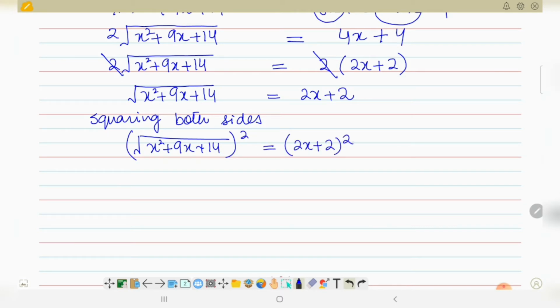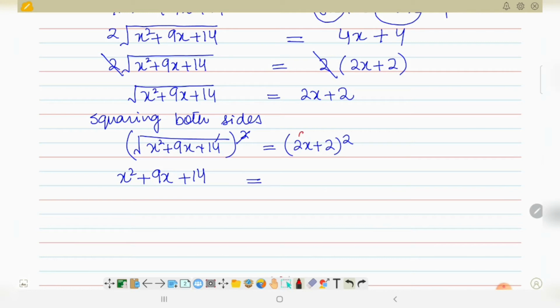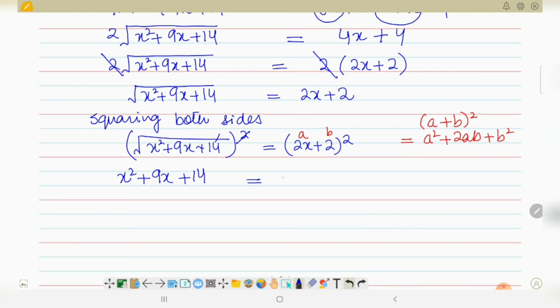Now here the square will get cancelled by the root and you are left with x square plus 9x plus 14. And on the right hand side, if you see, again we are going to apply the first algebraic identity, a plus b whole square. Here a is 2x and b is 2. So I'll write it again so that you can recall it: a square plus 2ab plus b square. Instead of a we have 2x and instead of b we have 2. So it will become 4x square plus 8x plus 4.